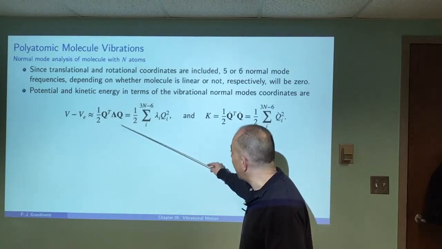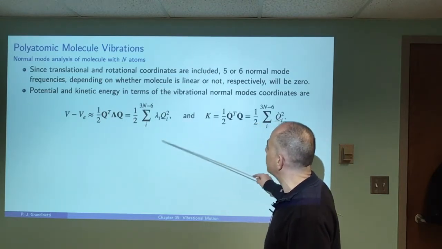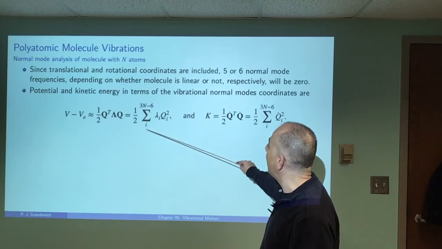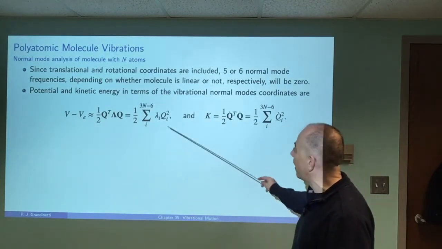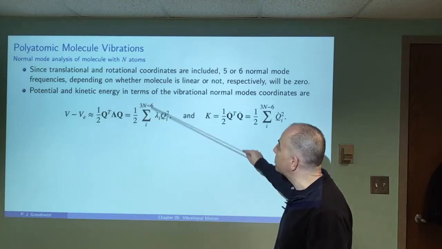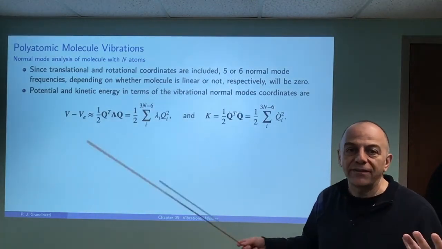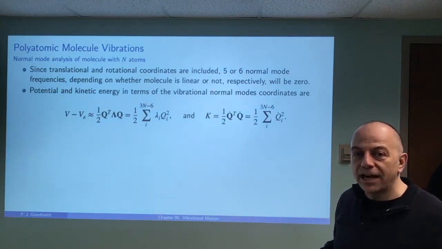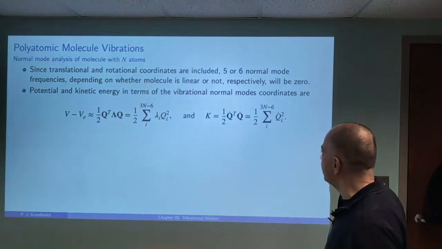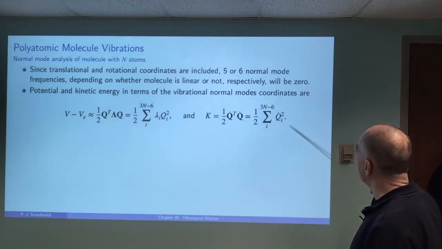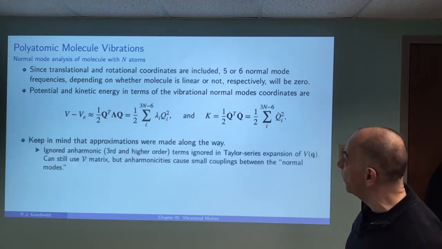And since these are diagonal, they simplify, so the potential energy becomes a simple sum: the sum of the eigenvalue times the normal mode coordinate squared. And again, this sum only goes to 3n minus 6, assuming a nonlinear molecule here, so we're leaving out the translation and rotational coordinates because they all have eigenvalues of 0. And the same thing here for the kinetic energy. You can show that it has this form in terms of the normal modes.